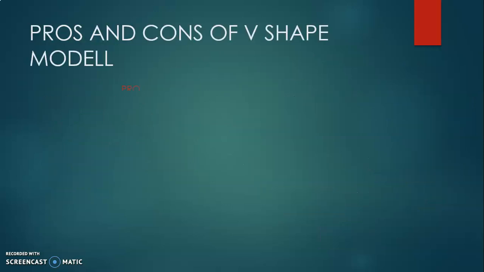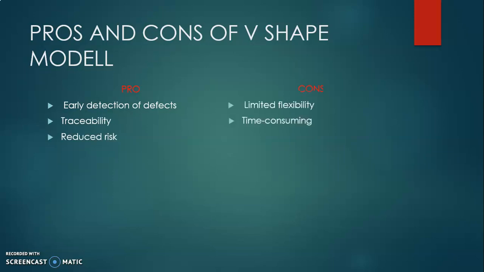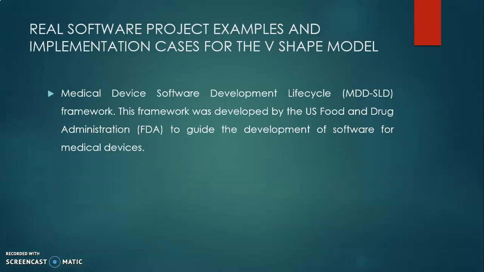Alright, so pros and cons of the V-shaped model. The pros: early detection of defects, traceability, reduced risks. Then the cons: limited flexibility, time consuming, limited customer involvement. So a real-life implementation of this is the medical device software development lifecycle framework. This framework was developed by the US Food and Drug Administration to guide the development of software for medical devices. So this is a clear application of the V-shaped model.